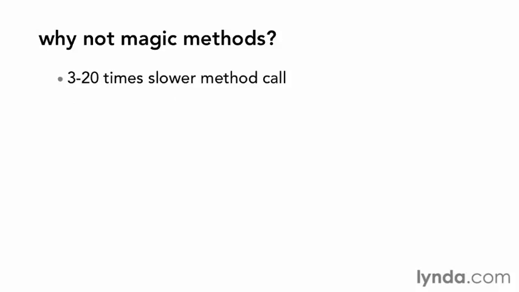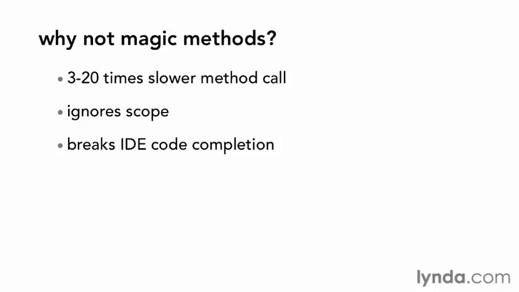Magic methods do have an overhead, leading to code execution that is anywhere from 3 to 20 times slower for that particular method call. Magic methods ignore scope, meaning that you can accidentally expose a property or method that is normally hidden from the rest of the program. Magic methods can break code completion in IDEs, meaning the IDE can't follow the logic and may assume that you're trying to access something that doesn't exist.